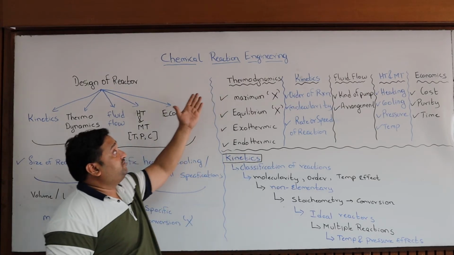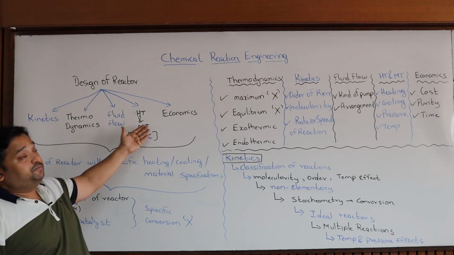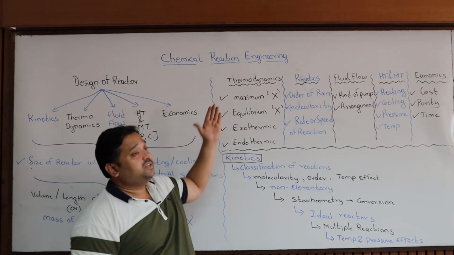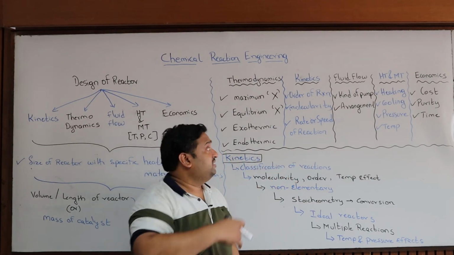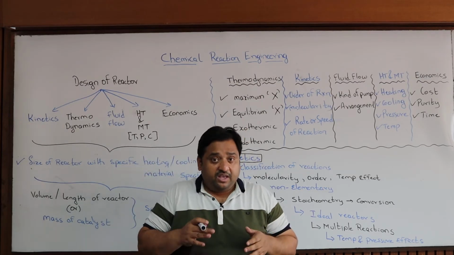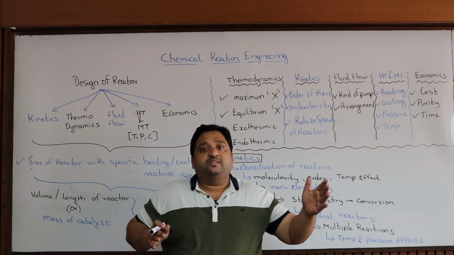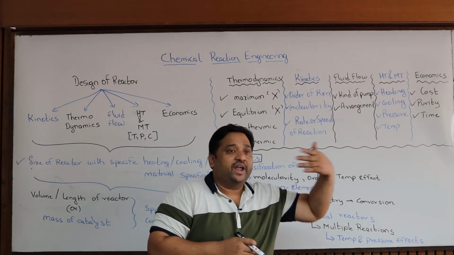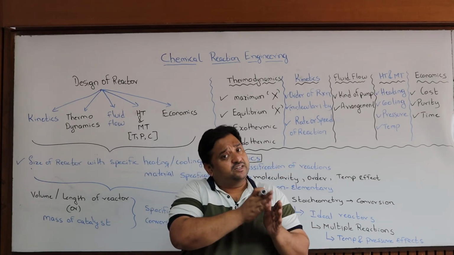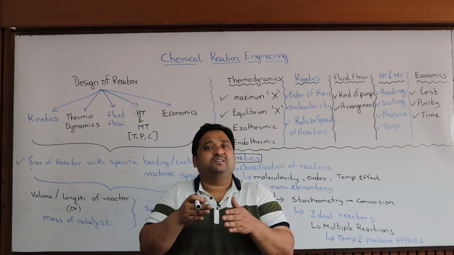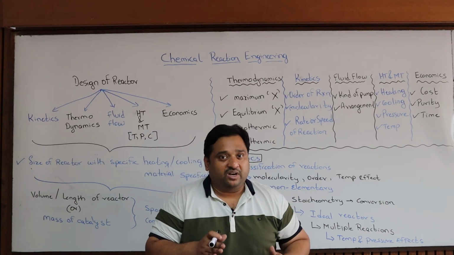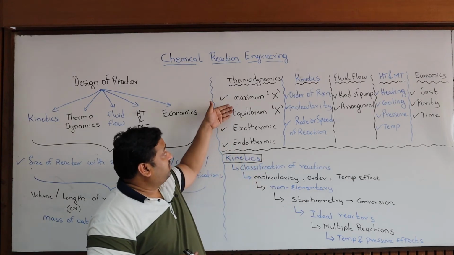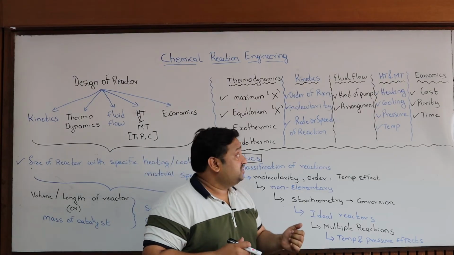In thermodynamics, what is there? As I told you, thermodynamics decides the maximum percentage of reaction conversion it can go: 60%, 70%, 80%. Equilibrium. Thermodynamics says, okay, this is the maximum you can go. You cannot go beyond 80%. So if thermodynamics says it's 60%, we have to target close to a maximum of 60, because you cannot go beyond what thermodynamics is saying. So that is the maximum conversion, the equilibrium conversion.